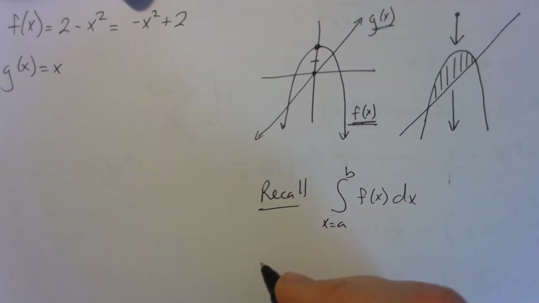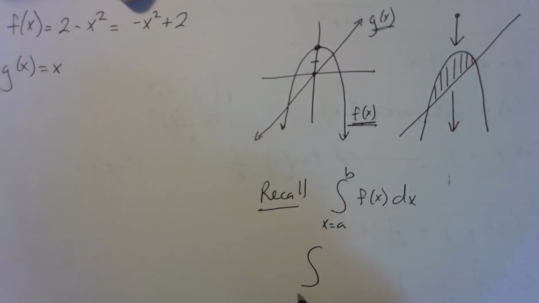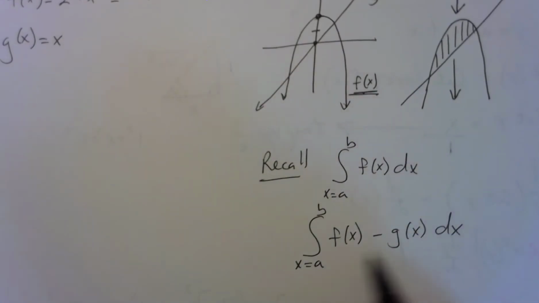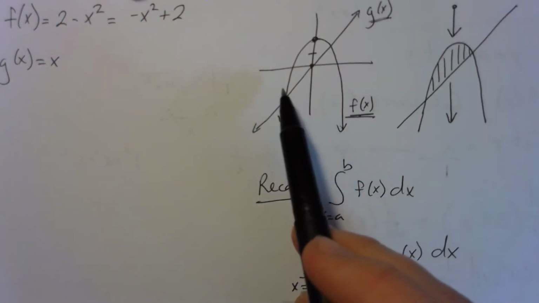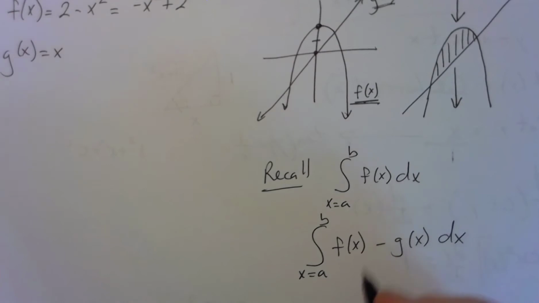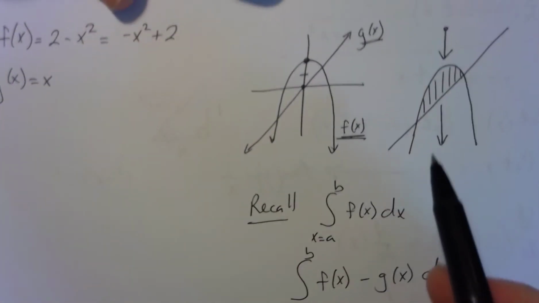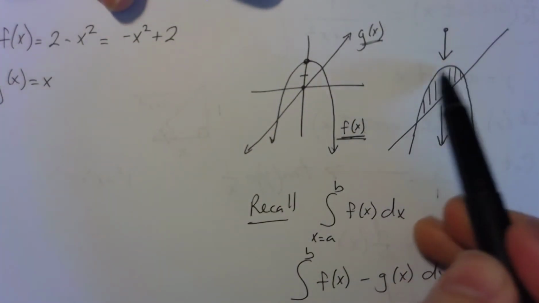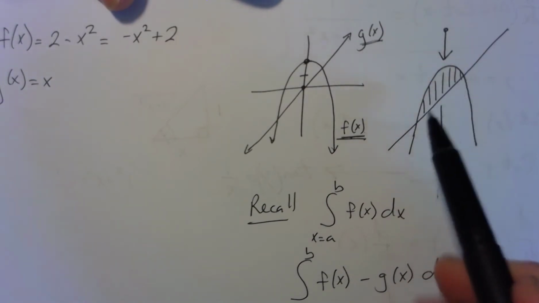So the area between two curves will be the integral from a to b of f of x minus g of x. Now, I'm going to change this notation very quickly, because in this particular example, yes, f is on top and g is on the bottom, but I would rather look at it as the top function minus the bottom function. Because if I look at it that way, then I'm cutting down vertically. The top function is here, obviously, and the bottom function is here, obviously.